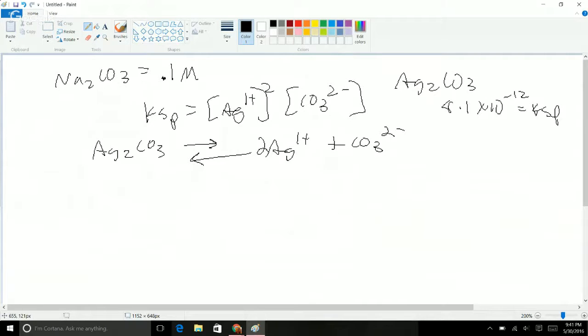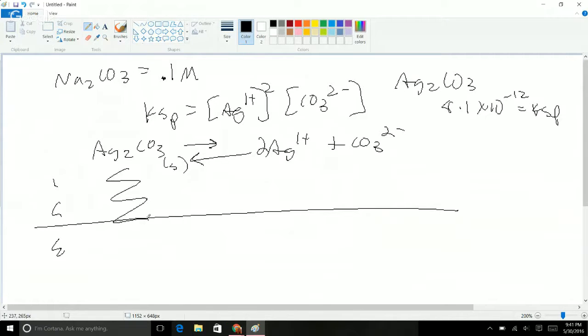Okay, ICE. Now this part here, my left side, my silver carbonate is a solid, so I don't really have to care about that at all. I don't have to fill in numbers there because it's not even found in my KSPs. We know that solids aren't found in the KSPs because their concentrations don't change. Only the molarity of gases and aqueous things change. So that's why they're the only ones in the solution. Okay, so initially I've got 2x and x amount of these solutions.